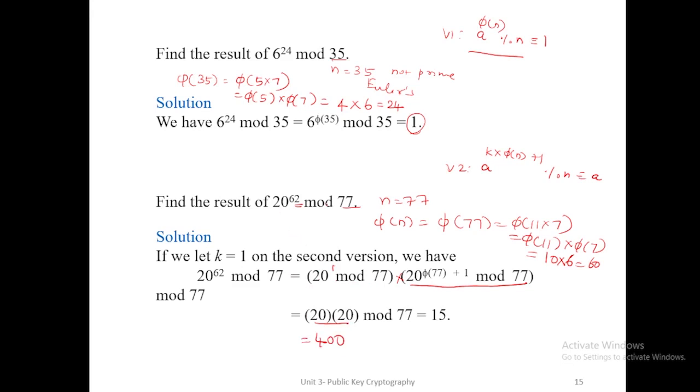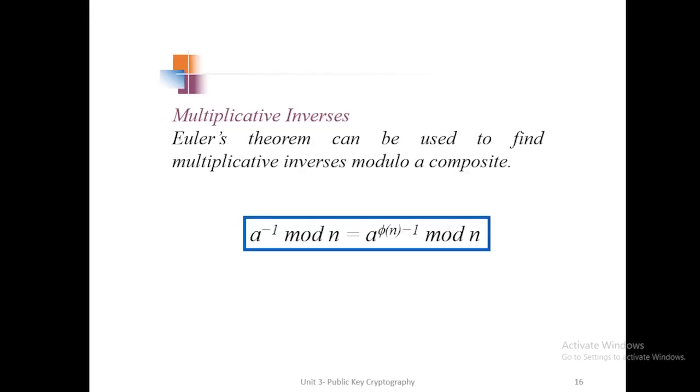But in this problem, we are calculating the remainder value of 77. So the possible remainder value of 77 is from 0 to 76. But I have the resultant value as 400. So it is not within this range. So once again, we should calculate mod 77. So the answer is 50. So in this way, we are able to apply version 1 or version 2 of Euler's theorem.